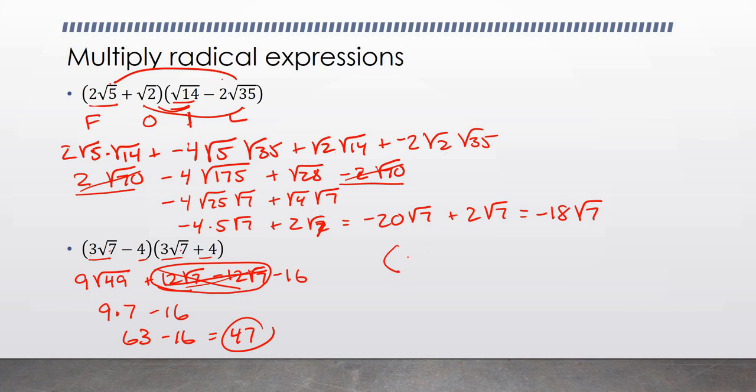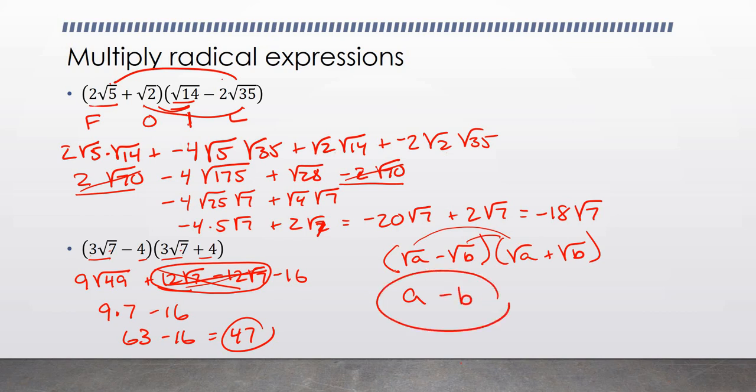Anytime I multiply a conjugate binomial, I will eliminate all of my radicals. A times square root of A times square root of A is A. The outside and inside cancel, minus B. And that will always be my answer. So once again, we have this idea of a conjugate binomial that does some pretty special stuff for us.